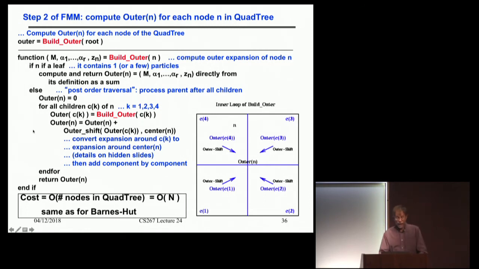Okay. And so what's the cost? I'm basically doing a constant amount of work at each node in the tree, and so the work is proportional to the number of nodes in the tree, and that's order n. It's the same as the number of particles, and that's the same as for Barnes-Hut. Okay? And if you want to see the algebra for how this works, it's all on hidden slides.